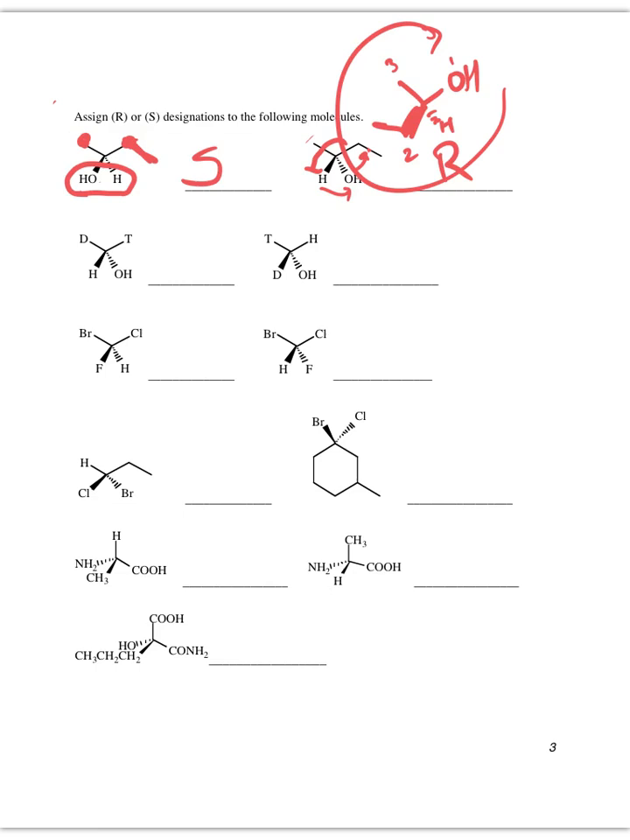The next one, the hydrogen's not in back, so it needs to move in back. The OH up here, the tritium down here, leaving the deuterium alone. D, OH, T, and H.